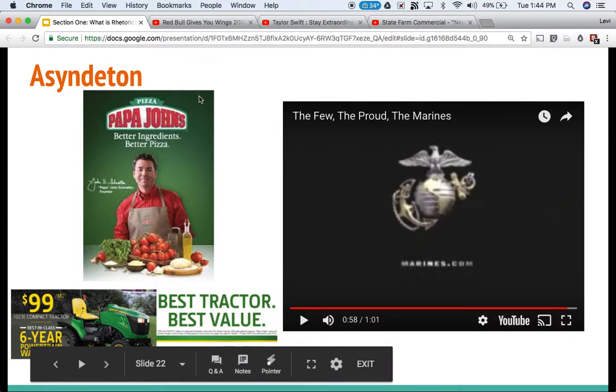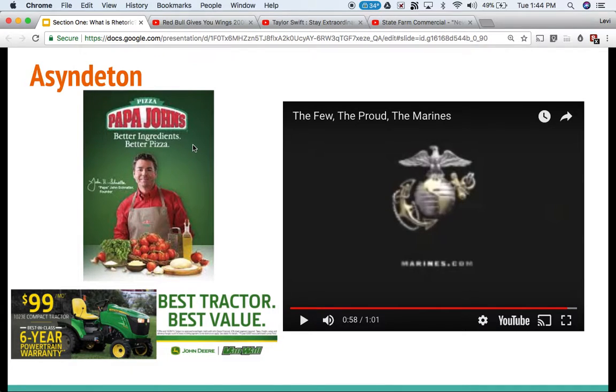The other one here, the Papa John's one, technically should be better ingredients and better pizza, Papa John's. But they broke it down into two separate sentences, so that way you get rid of that conjunction. That one is also anaphora. The word better is repeated at the beginning of each sentence. Now think about, why would Papa John's want the word better repeated over and over again in their ads? The answer is, they want you to think that they are better.